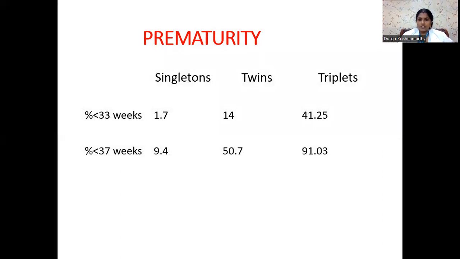Explaining the risk of prematurity in twins, you see, as the number of babies increases from twins to triplets, the risk of birth of the baby at less than 33 weeks is about 41% in triplets, compared to 14% in twins and a much lower 1.7% in singletons. So the incidence of prematurity increases as the number of babies increases.